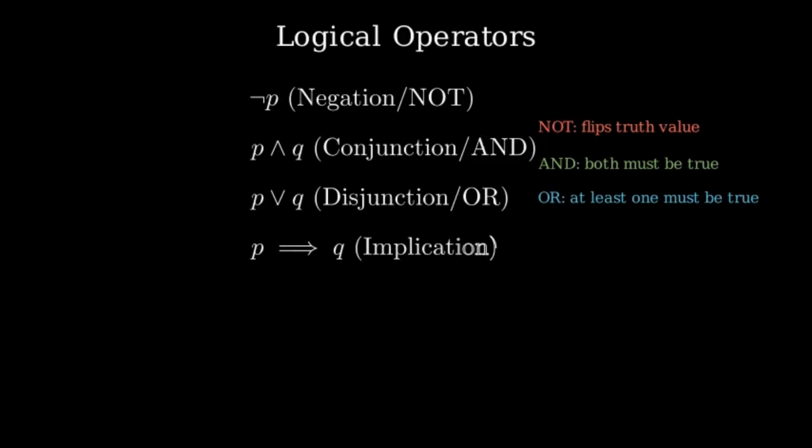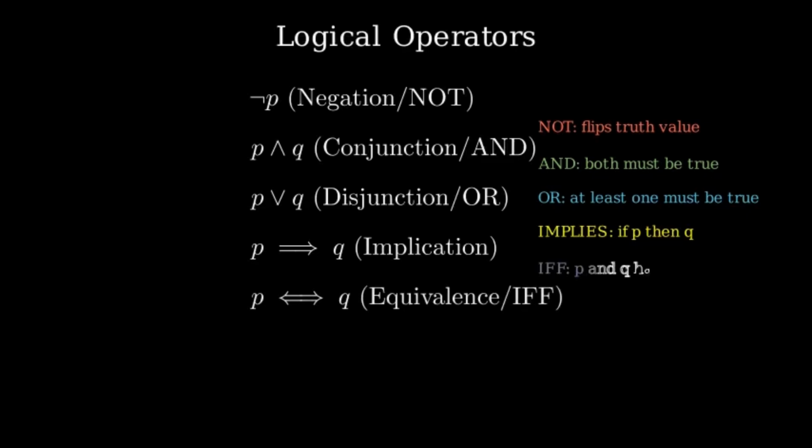The implication operator forms if-then statements. An equivalence, or if and only if, is true when both propositions have the same truth value. Truth tables help us systematically determine when compound propositions are true or false.